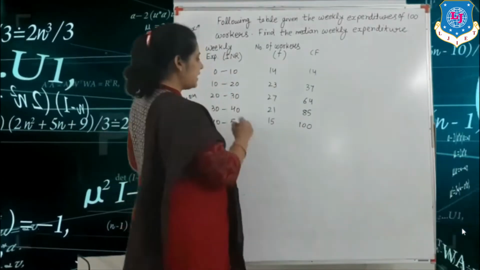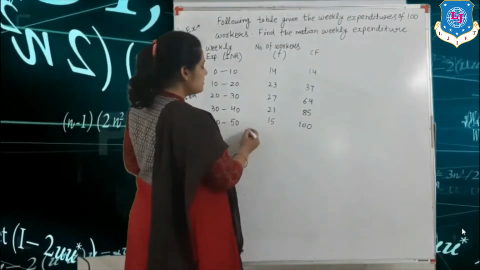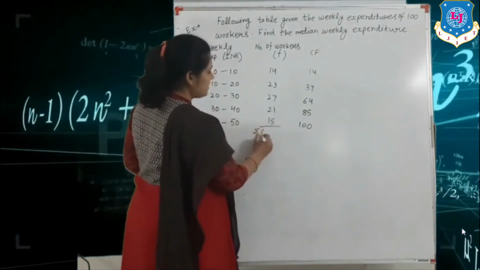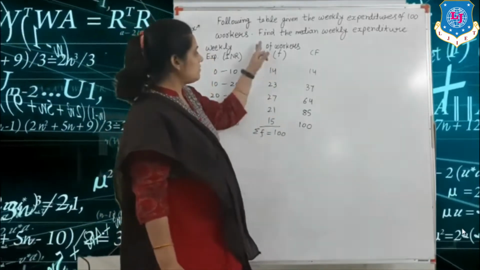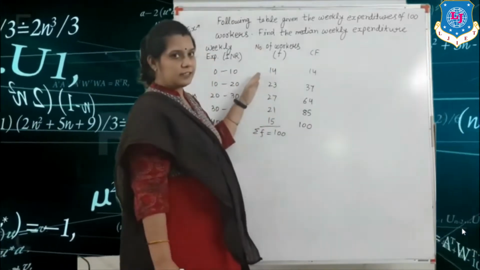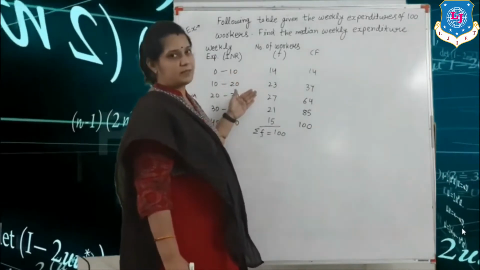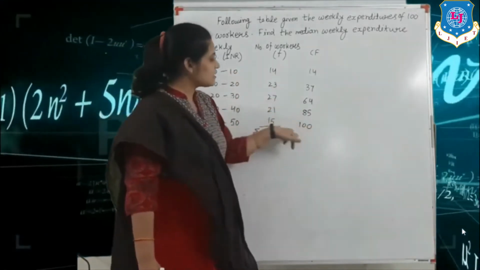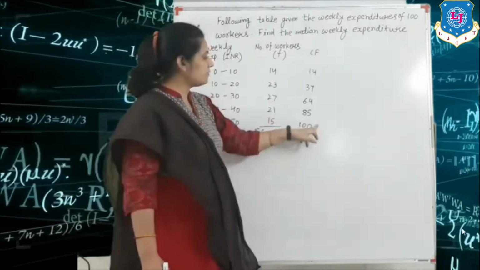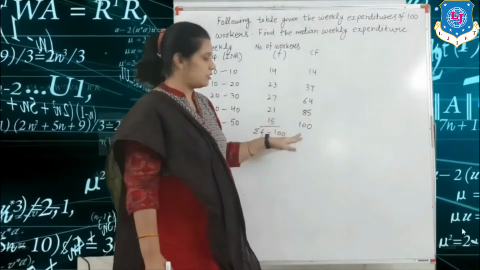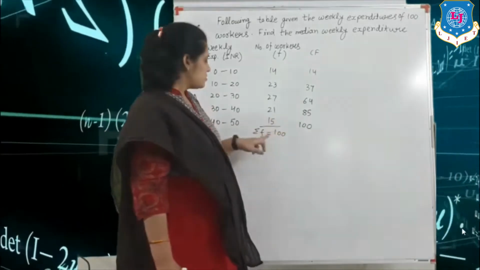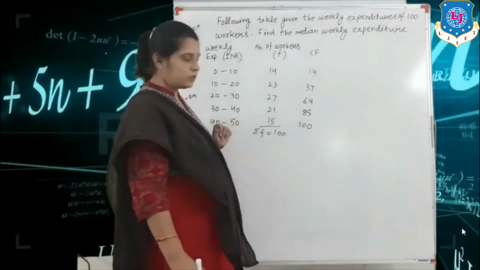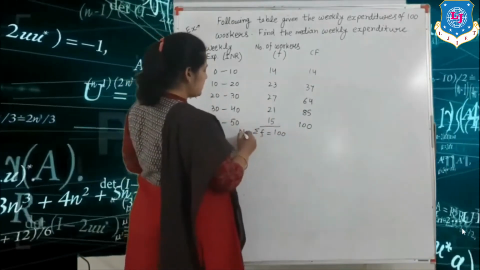After that we write here the summation f. Summation f, that means capital N, is equal to 100. Don't count again 14 plus 23 plus 27. Here the last value in the CF column, in increasing order, is the summation f. So summation f is equal to 100, and this is your capital N.